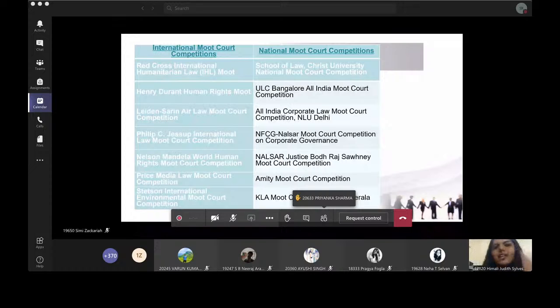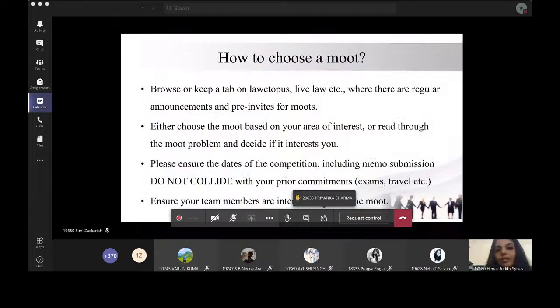It's very simple. We have Google. You go on Google, and there are 3 important websites that focus on how you can keep a tab on your moots. One is Law Octopus. It has regular updates on moots. It has pre-invites of moots and has all information related to mooting in there. Then there's Live Law, which also notifies regularly. And there's one more website, which is Bar and Bench, which also notifies regular competitions.